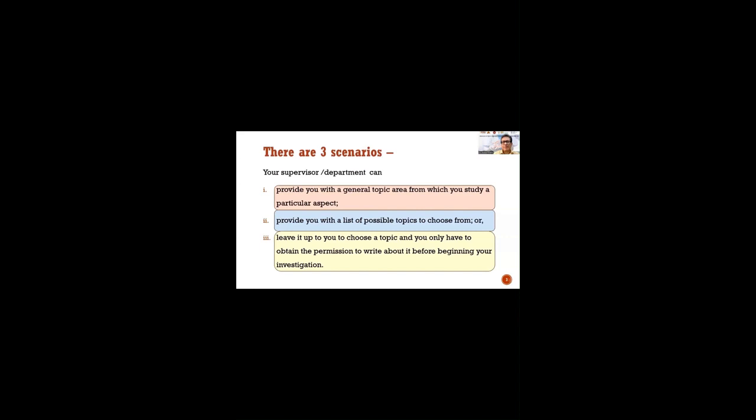Now, there are three scenarios. What happens when you choose a thesis topic? Your supervisor or your department can provide you a general topic area and ask you to study it and then look at a particular aspect for doing research. Or they might provide you with a list of possible topics to choose from, or the department or supervisor might leave you to choose a topic, and you only have to obtain permission to write about it before beginning your investigation.